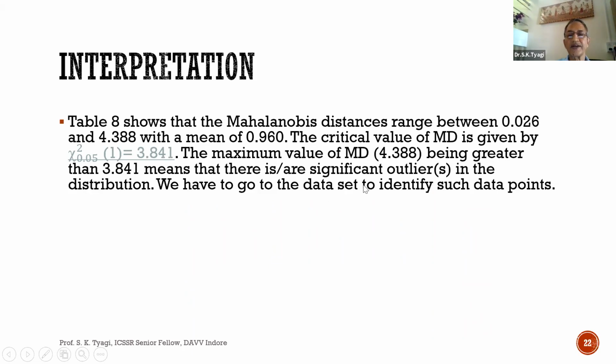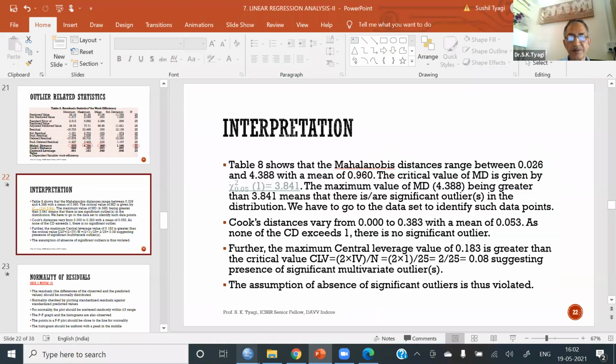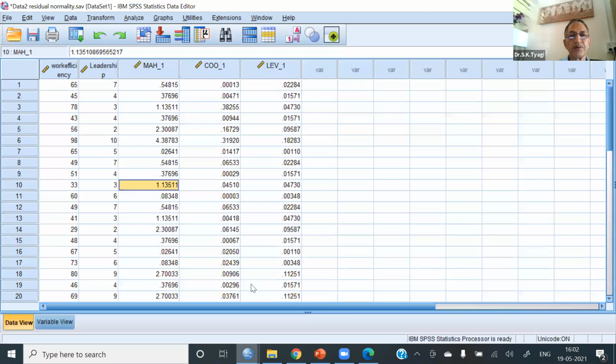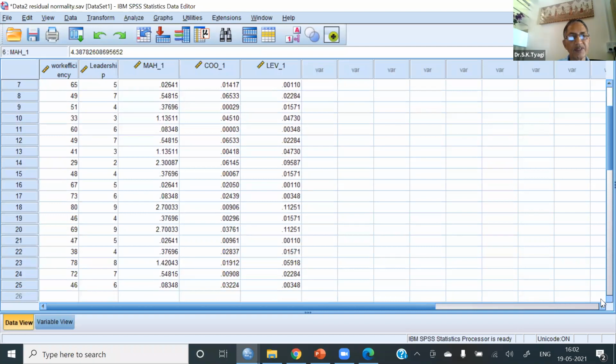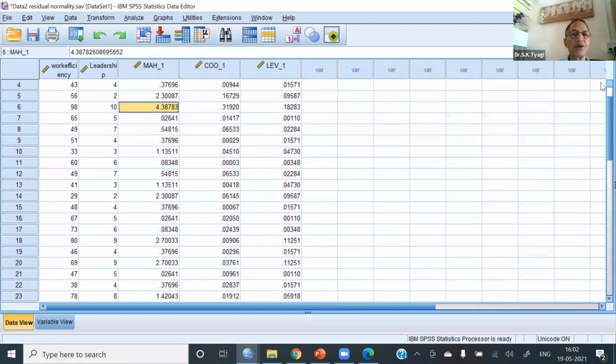We have to go to the data set to identify such data points. We will have to see the data. Here, any value greater than 3.841, so you inspect all these values. This value is greater than 3.841. The rest of them are not; the rest of them are within the range. So data number 6 is an outlier.